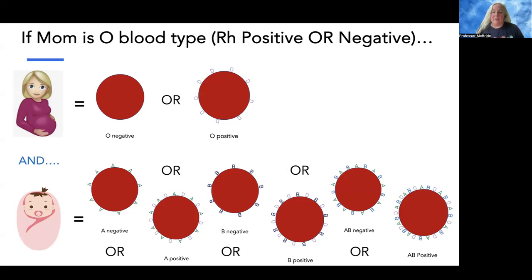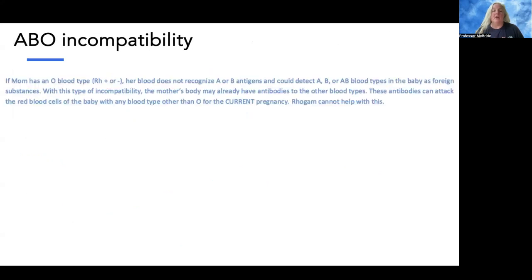So with this incompatibility, if the mother is already sensitized and has antibodies from some other reason, they can attack this current pregnancy. Okay, so if mom is blood type O, whether Rh positive or negative, and she doesn't have A or B antigens, and the baby has them, it's recognized as foreign. The mother's body already has antibodies potentially to these other blood types, and so the antibodies can attack the red blood cell of the baby with this current pregnancy.